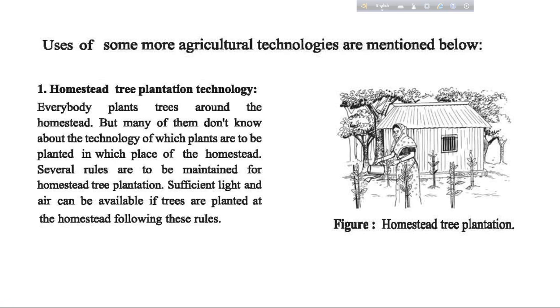Number 1, homestead tree plantation technology. Everybody plants trees around the homestead, but many of them don't know about the technology of which plants are to be planted in which place of the homestead. Several rules are to be maintained for homestead tree plantation. Sufficient light and air can be available if trees are planted at the homestead following these rules.